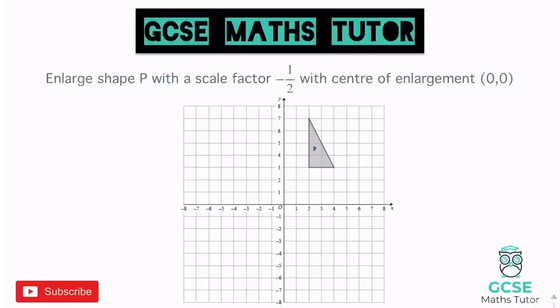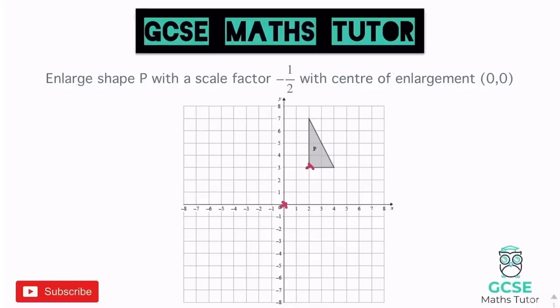Okay, so we've got a transformation here. It says enlarge shape P with a scale factor of -1/2 with the centre of enlargement 0, 0. So always mark out your centre of enlargement first. And an enlargement with a negative scale factor and a fraction here means that we've just got to do this very, very carefully. Now first things first, you need to pick a point on the shape and just figure out how you get from the centre of enlargement to that point there.